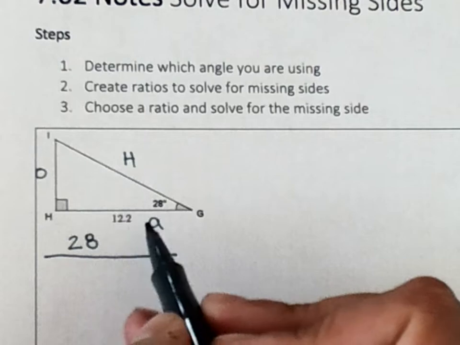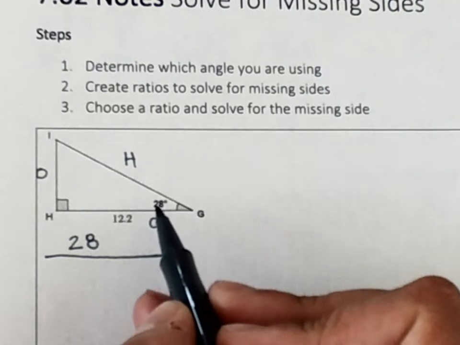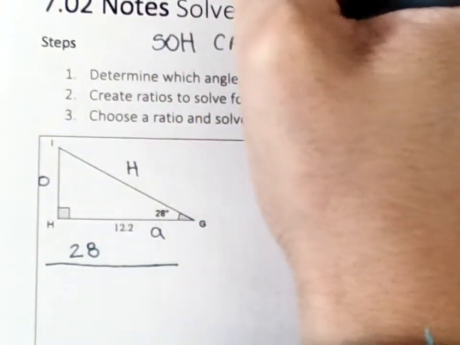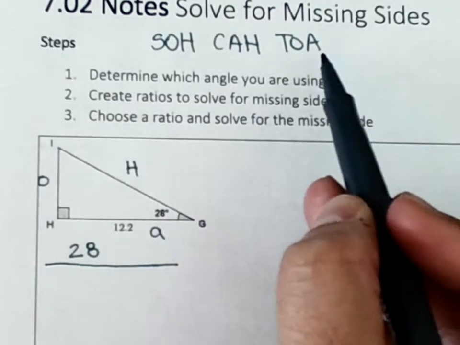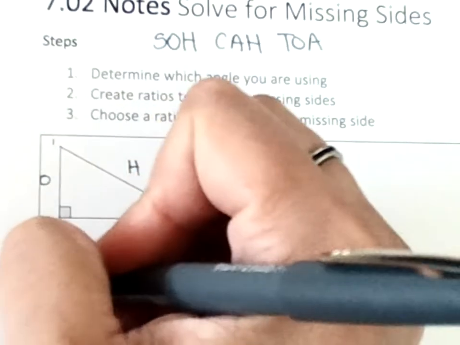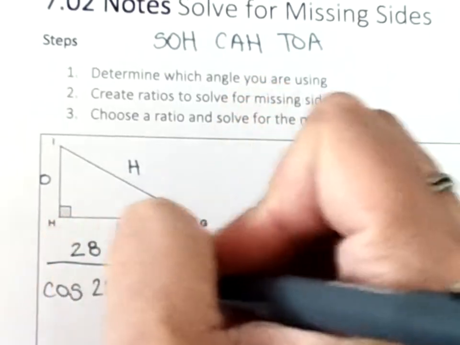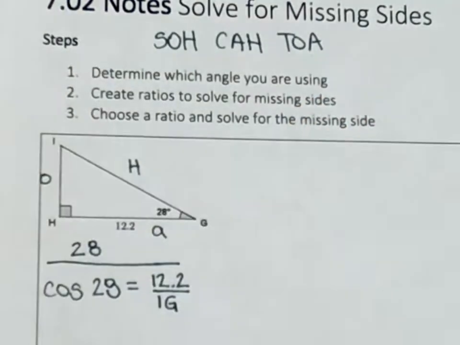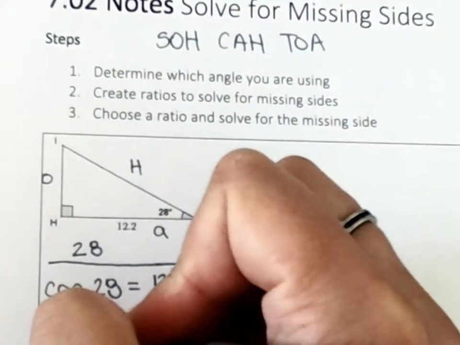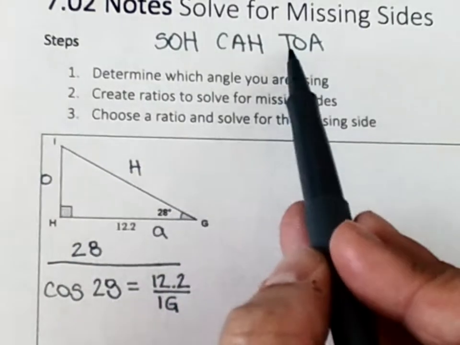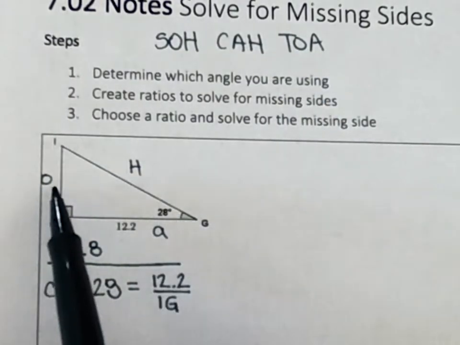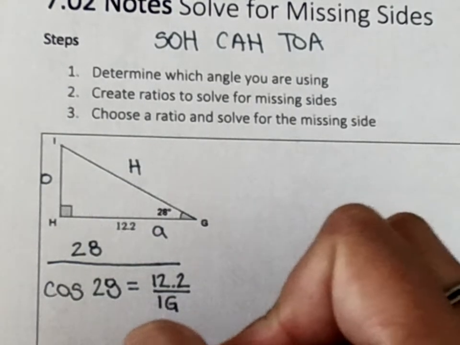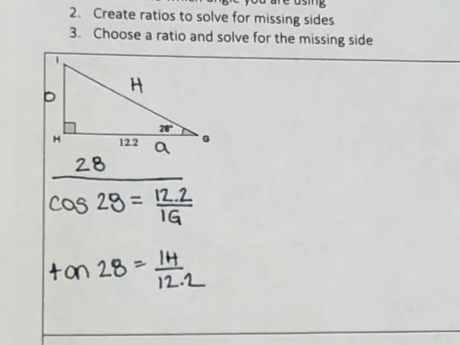So we have to start with cosine or tangent, because cosine uses adjacent and tangent uses adjacent. So we could do cosine of 28 equals 12.2 over IG, or we could do tangent of 28 equals, tangent is opposite over adjacent, IH over 12.2. Either way, we should get the exact same answer.